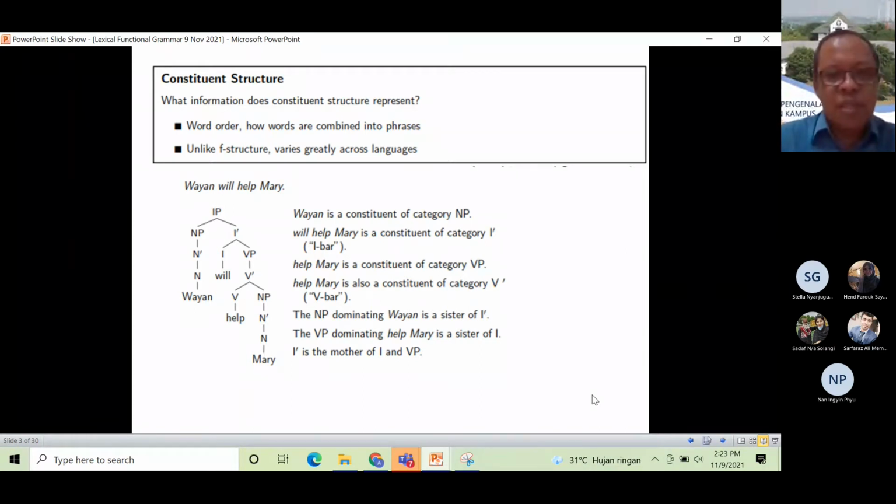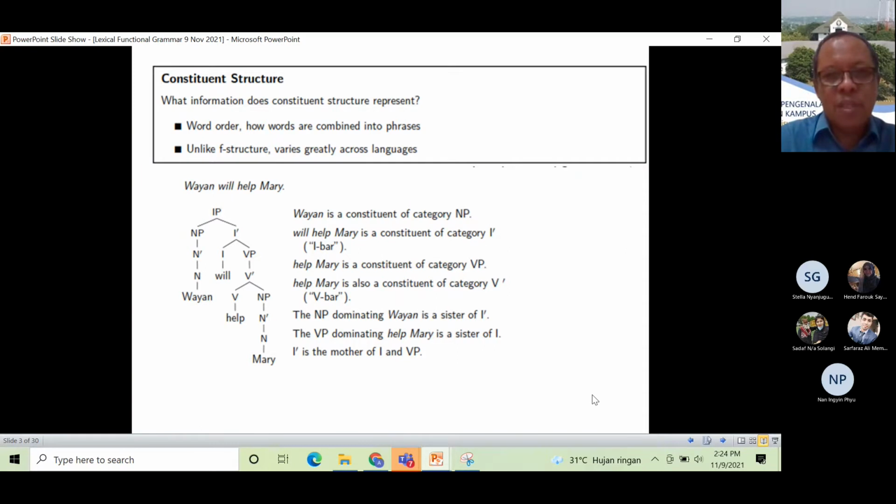You have the phrase structure like the one here that we have discussed so far with the X-bar theory: IP, and then it branches into NP and I bar, because we have Wayan and N bar and N. And the I bar is split into two, I and VP. Mary is the complement of help here. Therefore, the V bar, the mother node of NP, is split into V and NP. So this is the example of constituent structure that is used in LFG as well.